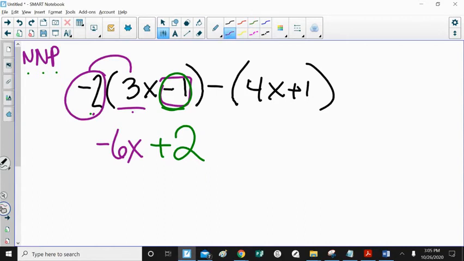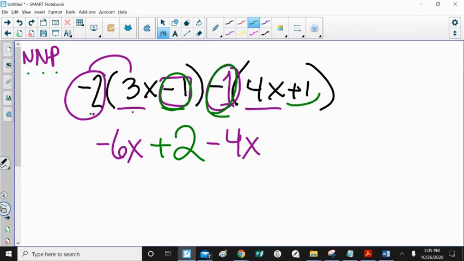So now I'm up to my second linear expression. I don't have a coefficient in front of my parentheses, so I'm going to remember that I have a negative 1 out there. Whenever there is not a coefficient or whenever there is not a number outside the parentheses, that means there's really a 1 there, or in this case, a negative 1 because of that subtraction sign. So I'm going to multiply through by a -1. A -1 times a positive 4x is a negative 4x. A -1 times a positive 1 is a -1.